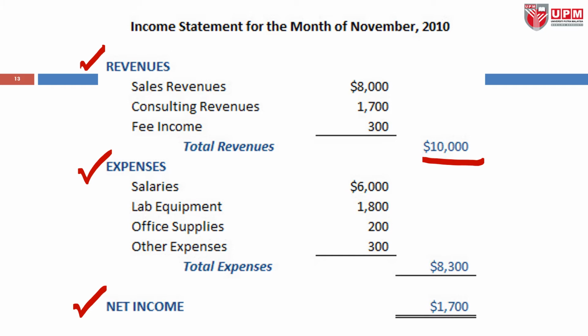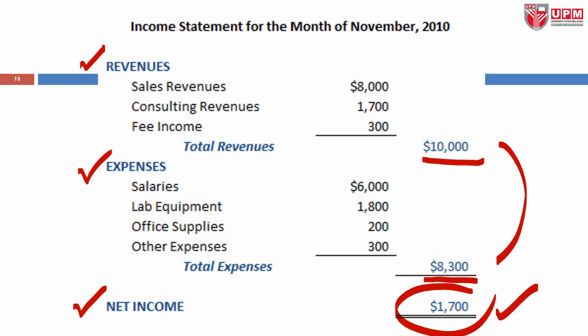And then the expenses can come from the salaries, can also involve lab equipment, office supplies, other expenses. Okay, the total expenses is highlighted here. And the net income is basically the revenues minus the expenses. So we have the net income in the bottom right hand side corner.